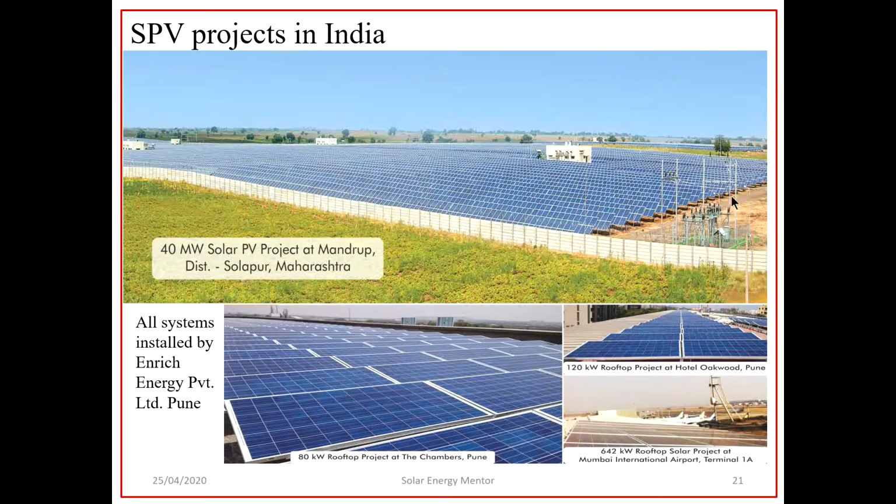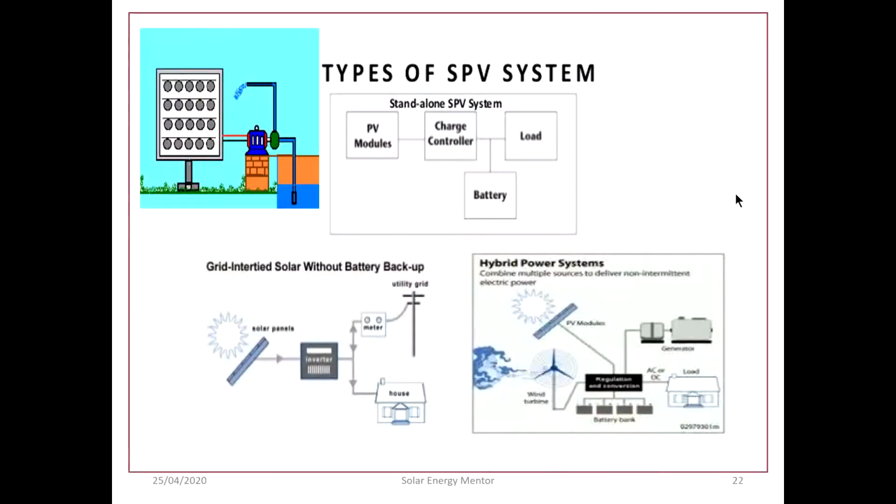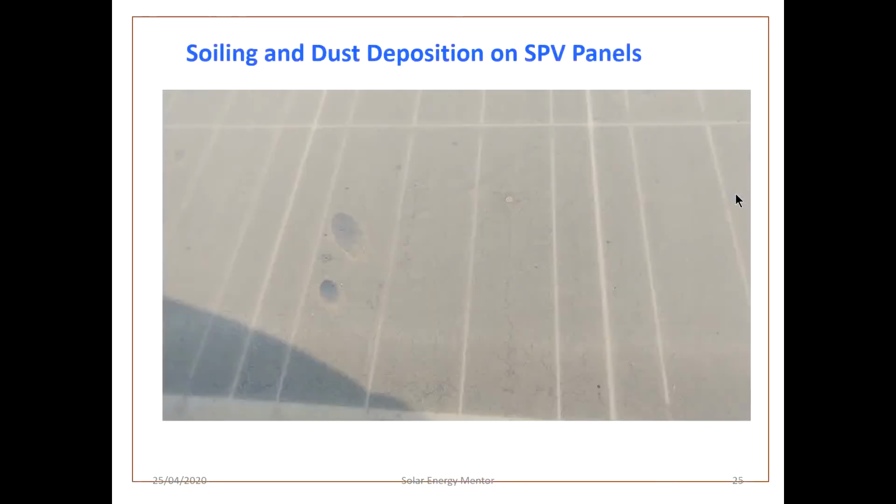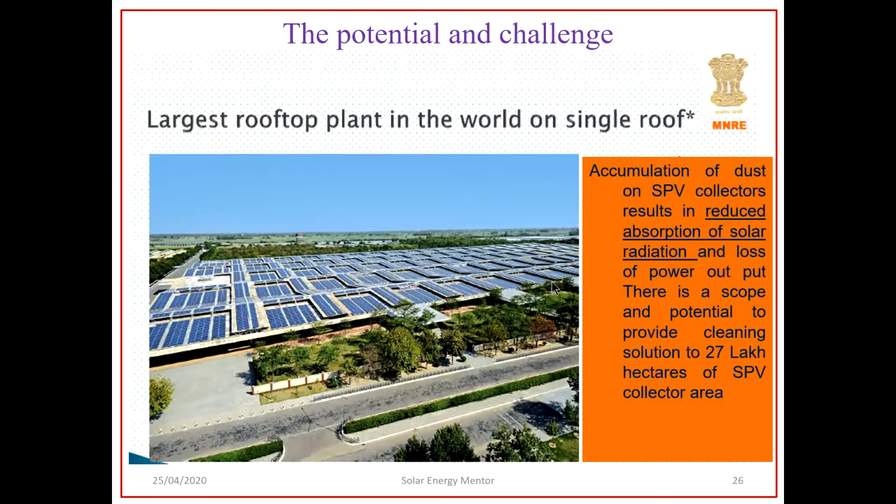There is a scope of business, a scope of development in solar photovoltaics, because in India the rate of dust collection is very high. So there is a scope for work as a project here. The point is again emphasized: the accumulation of dust on SPV collectors results in reduced absorption of solar radiation and loss of power.